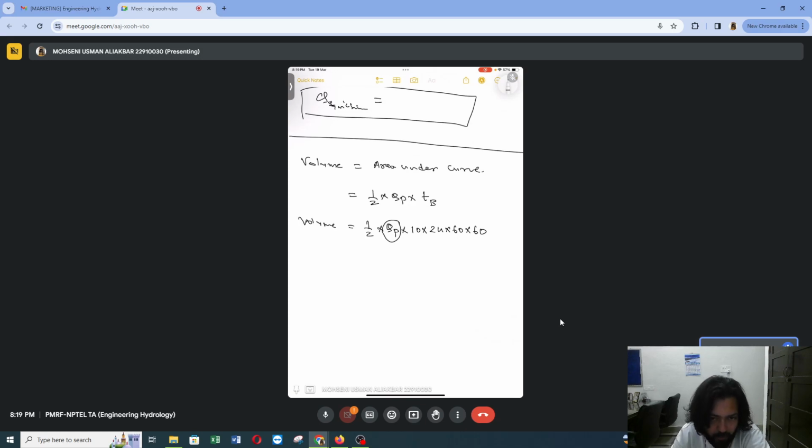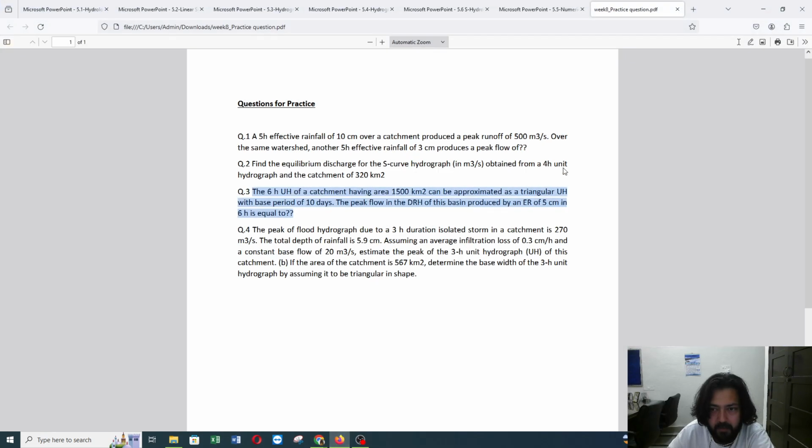Now this volume, if we divide this volume by the area of catchment, we'll get the value of excess rainfall, right? So we know the depth of excess rainfall is equal to volume divided by catchment area. So the excess rainfall that they have given us is 5 centimeter, and volume is what we have calculated.